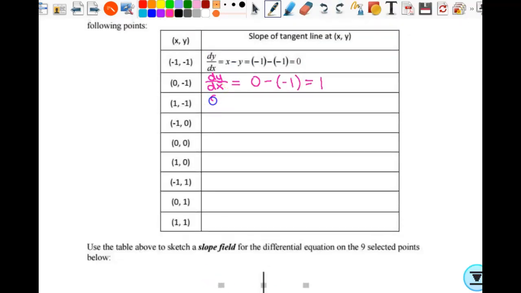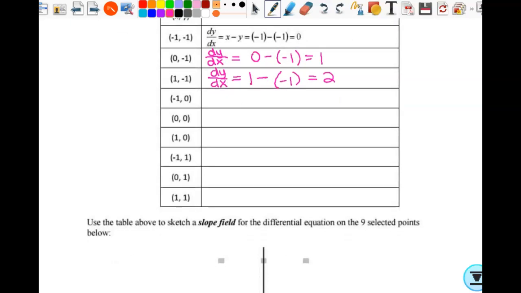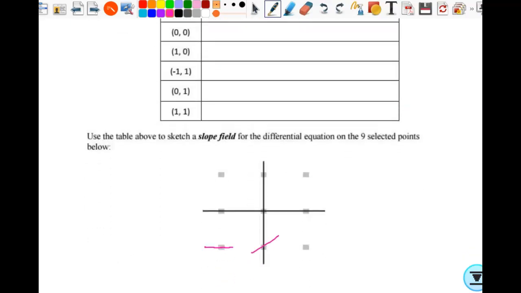All right, so next point, dy dx, we take the value of x and take away the value of y. So 1 minus a negative 1, 2. So the point 1, negative 1. So right here, I'd have a slope of 2. So I kind of picture, if I was drawing a line with a slope of 2, I'd go up 2 over 1. So if there's a point right here and I try to draw a line, just make sure that it's steeper than the slope of 1.